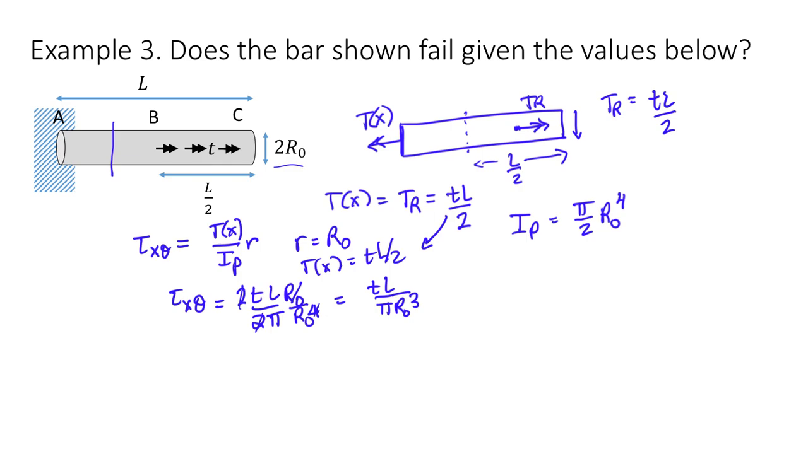This is a good time to check our units. t is in newtons per meter, L is in meters, pi is unitless, and r naught is in meters, so r naught cubed is in meters cubed, which is the same as newtons per meter squared, or pascals. Yes, that is what we want for stress. So that so far passes muster. And now at this point, we are ready to compare this value to the ultimate stress to test for failure.